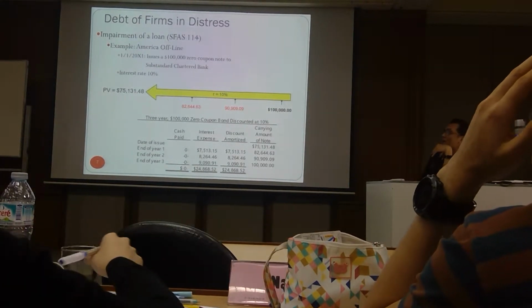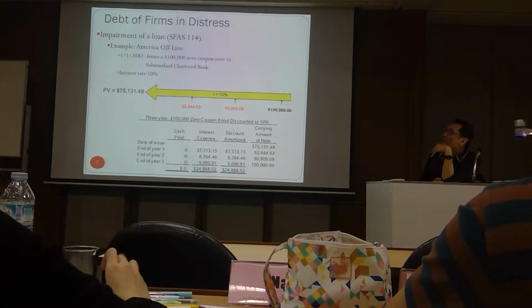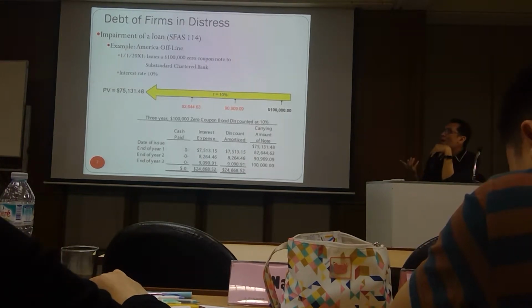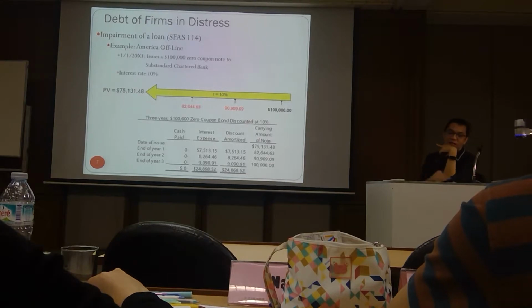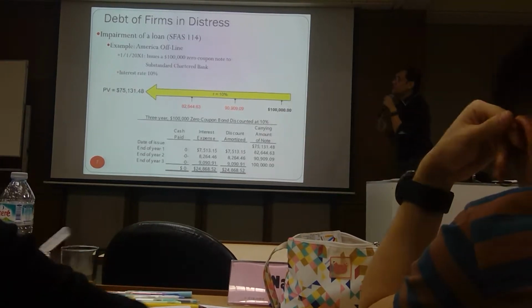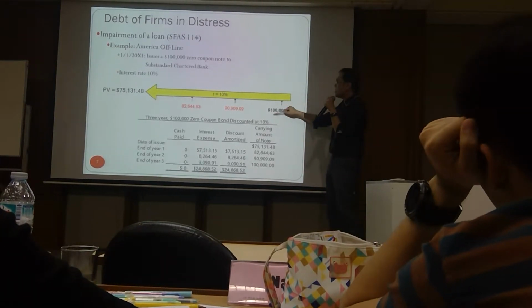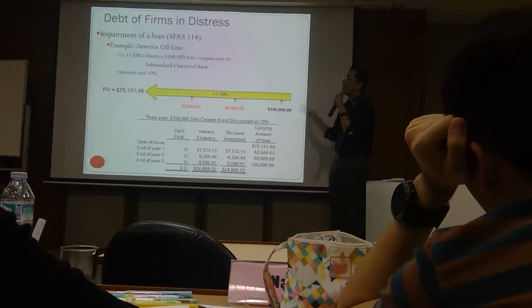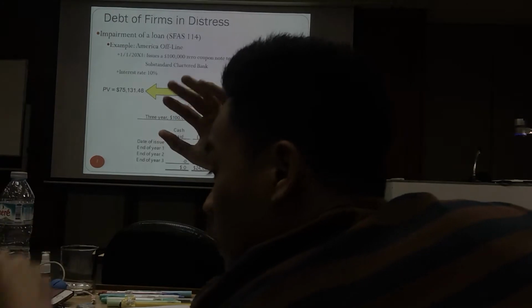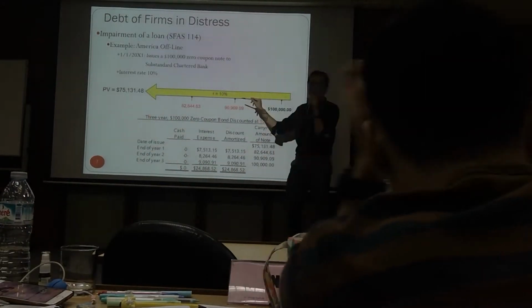Alright, take Standard Chartered Bank. The zero coupon bond has a par value of 100. It's a bond going to mature in the next 3 years. So in 3 years, on the day it matures, it is 100. Discount it back to the present at a 10% interest rate.